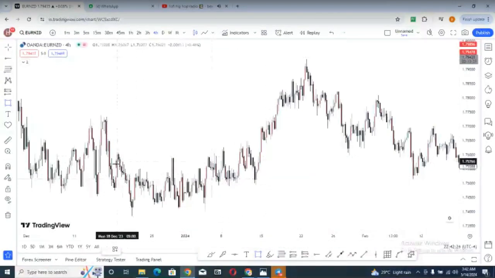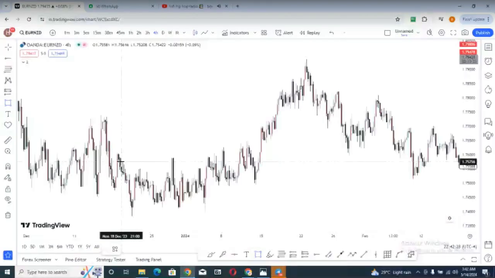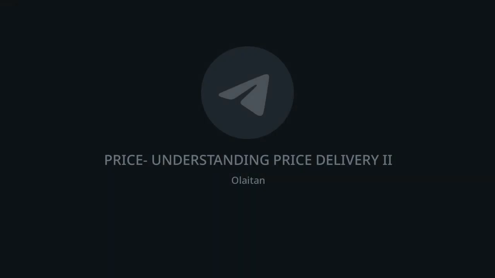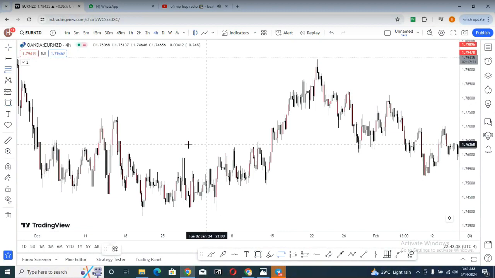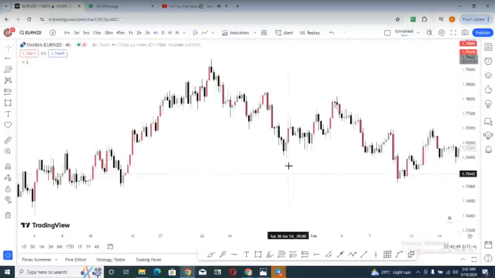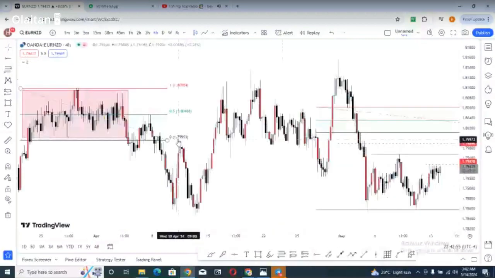There are more examples. Why is my chart doing this? Wow. Okay. I think I should just use the 50% of this consolidation area. Wow. I don't know why my system is doing this.